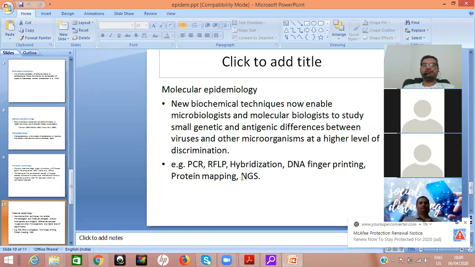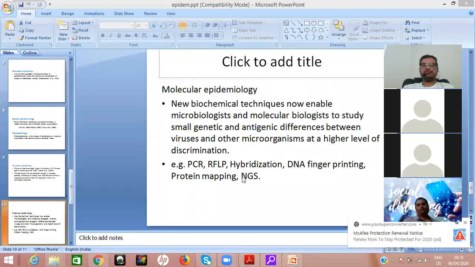That is molecular epidemiology: the use of molecular tools and techniques for the study of the epidemiology of a disease. Like we are taking the help of PCR, hybridization techniques, DNA fingerprinting, protein mapping studies, and next-generation sequencing-based diagnosis. This is the best method to diagnose any disease. Sequencing is the ultimate tool nowadays. After this tool, there is not even a single test available beyond this test. If you sequence the genome of a particular agent, we can have a confirmatory diagnosis for a particular disease.